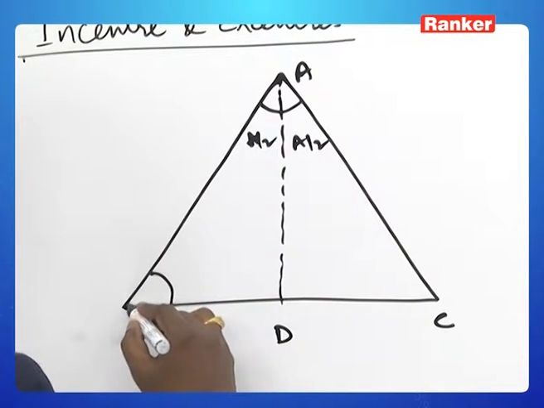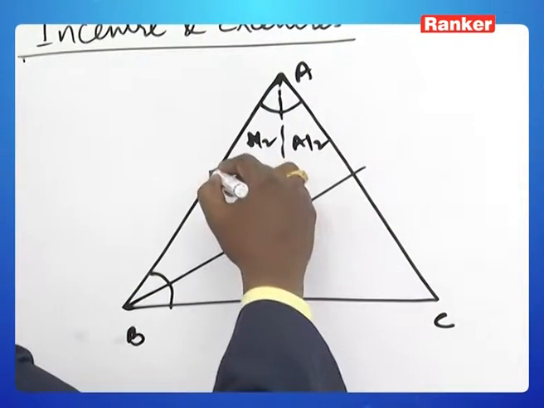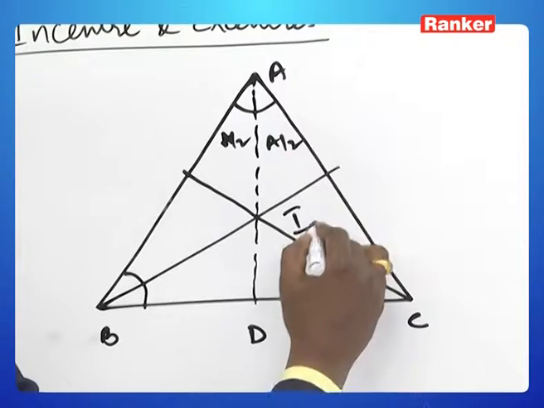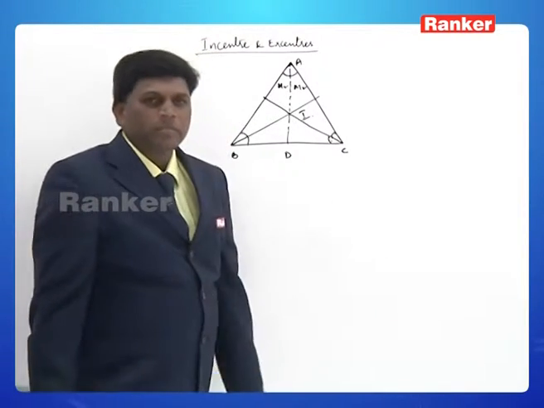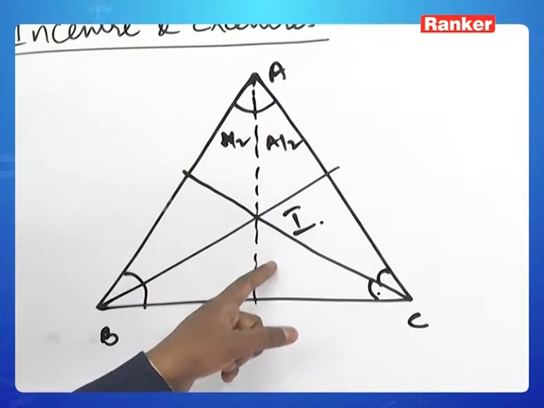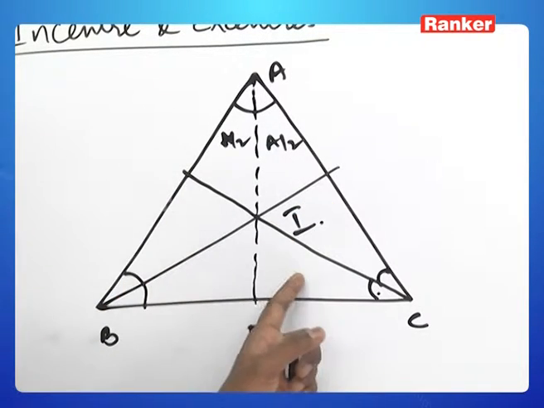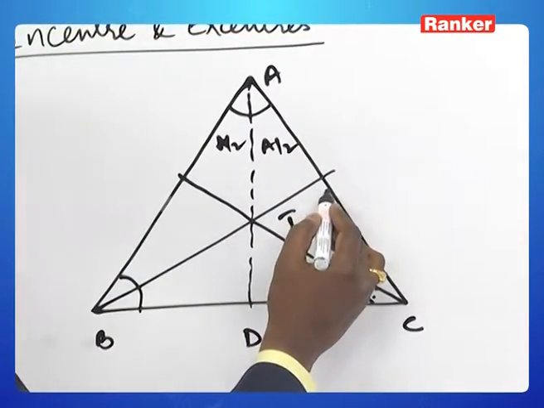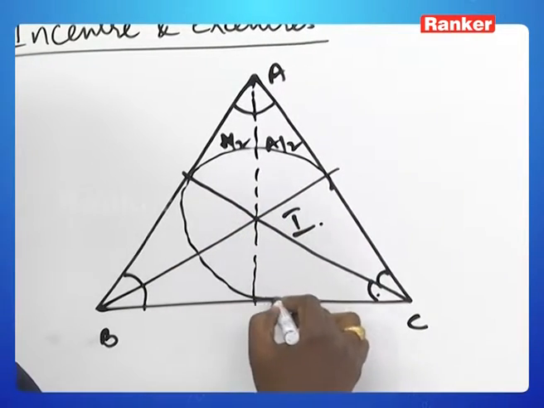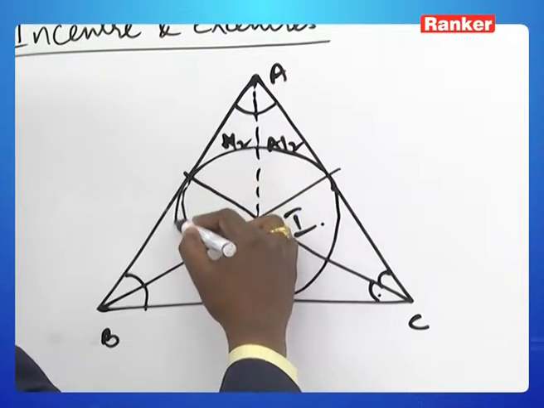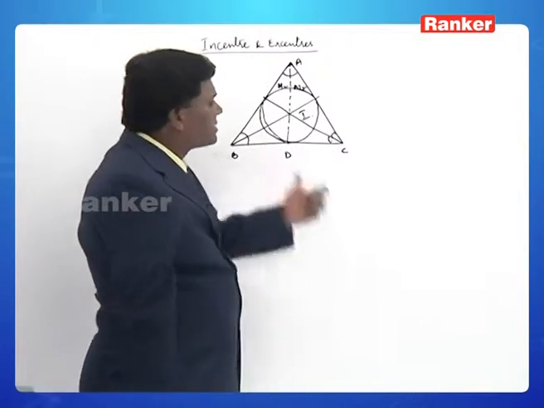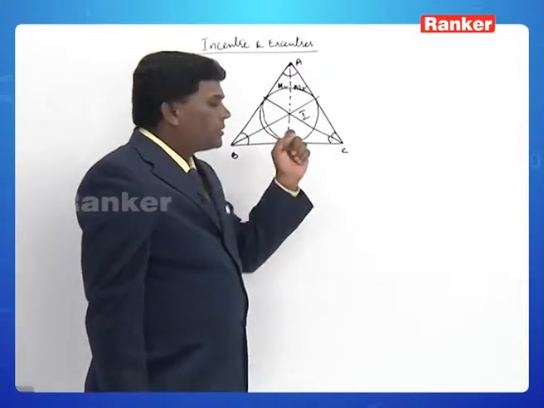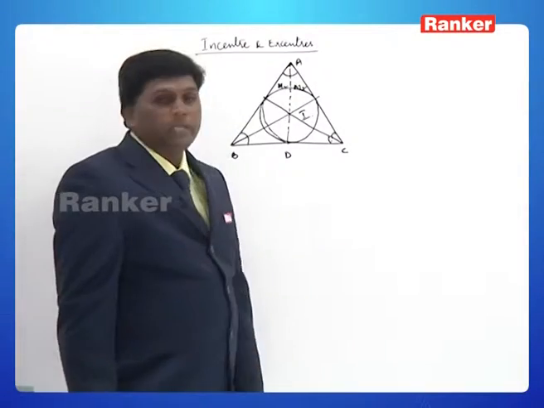Similarly, the internal bisector of angle B and the internal angular bisector of C, all the three we can show are always concurrent at a point which is denoted as the incenter of the triangle, which is equidistant from all the three sides of the triangle. Taking this as center and the distance to the side as radius, we can draw a circle. This circle is called the incircle, its center is called the incenter, and its radius is called the inradius.